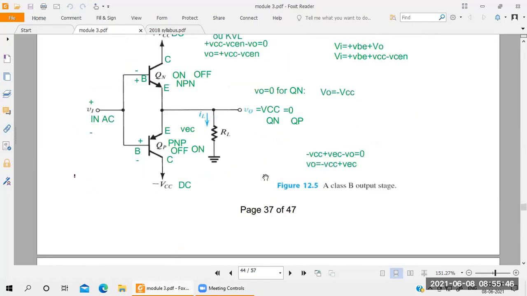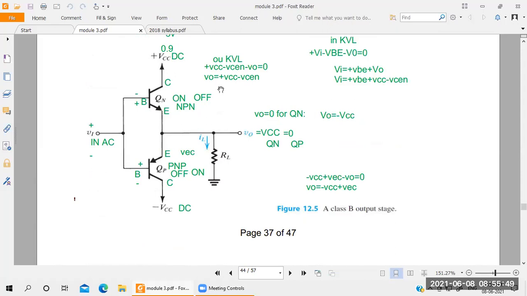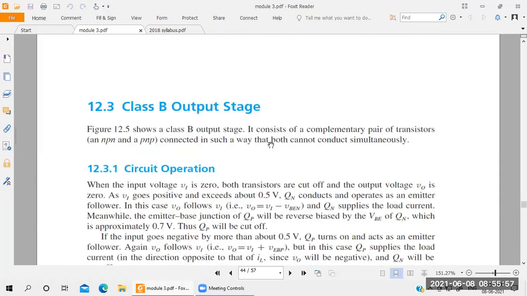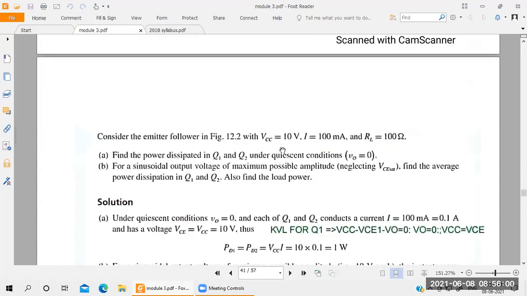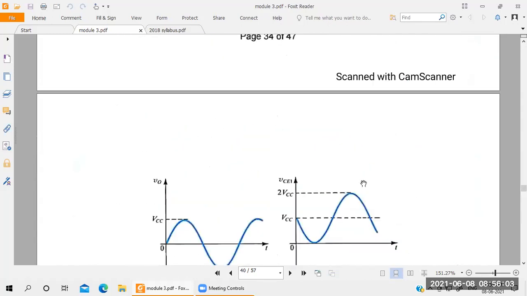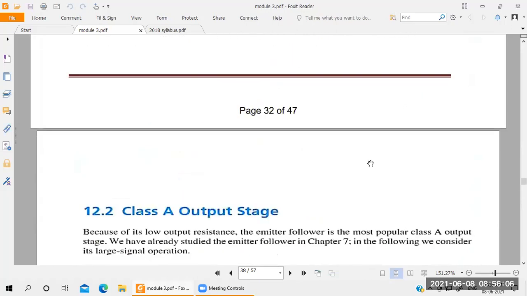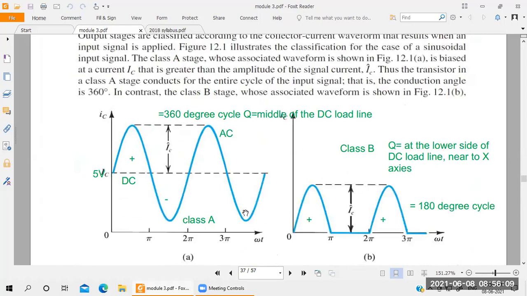First you take the circuit diagram. This is the complete circuit diagram of the class B amplifier. So what is the output of the class B amplifier? You only get a half cycle. See the waveform here. This is class A, right? In class A we are getting a full cycle. How much? A 360-degree cycle. What about class B? We're getting only a half cycle, that is a 180-degree cycle. Understood? So we're getting a 180-degree cycle here.